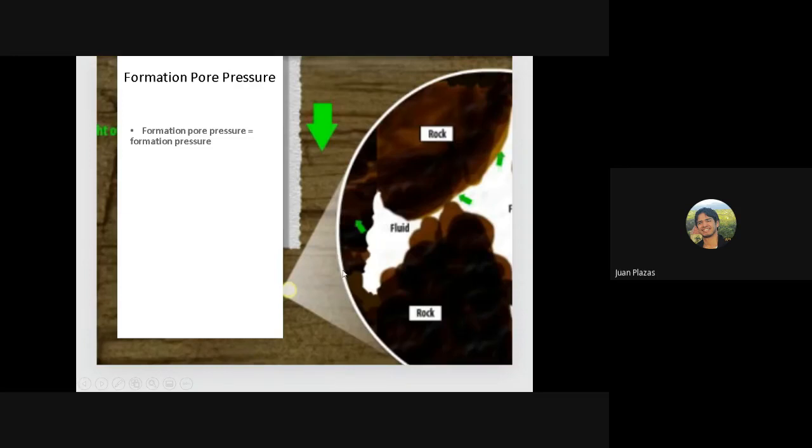Formation pore pressure, sometimes referred to as pore pressure or just formation pressure, is the pressure of the fluid inside the porous spaces of rock. So here we have the fluid. The definition of formation pore pressure is very important. We should keep that in mind. Formation pore pressure is the pressure exerted by the fluids in the porous spaces of rock.